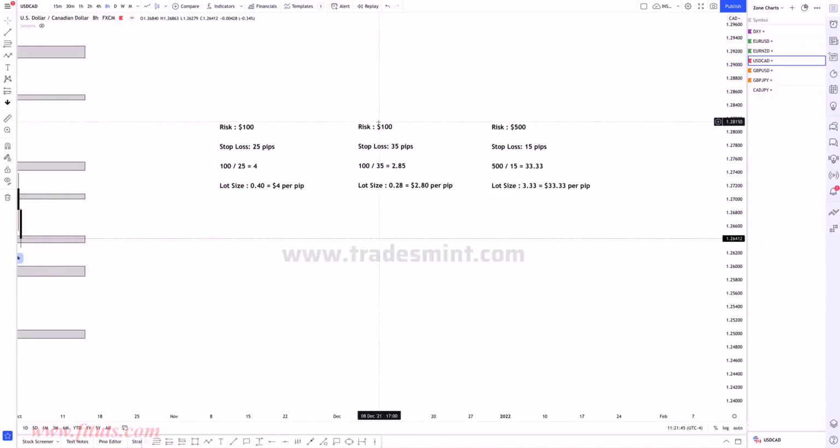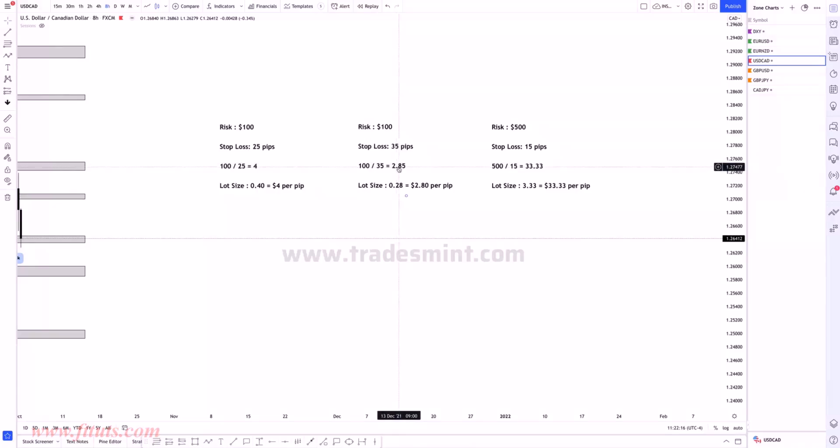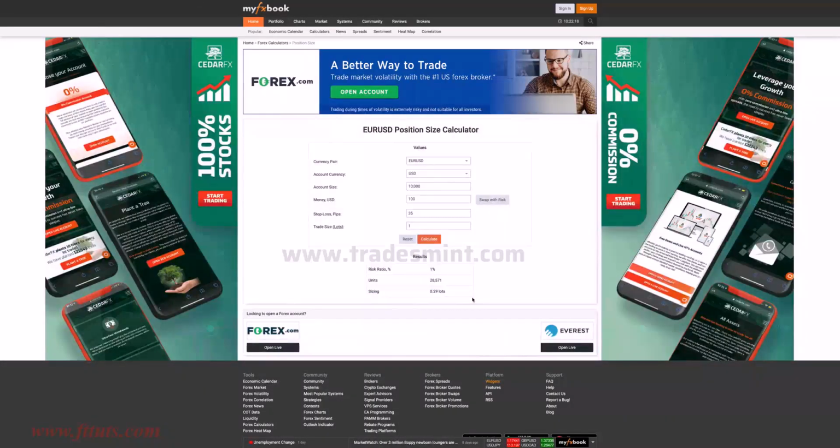Now let's do another example. Example number 2, again risking $100. This time your stop loss, instead of 25 pips, is 35 pips. So 100 divided by 35 equals 2.85. Doing the math, your lot size would be, because you can't do 5 cents, $2.80, so 0.28 per pip. It's actually 2.85, so in this case they rounded it up to 2.9, which is fine.